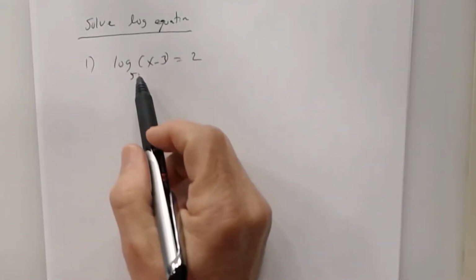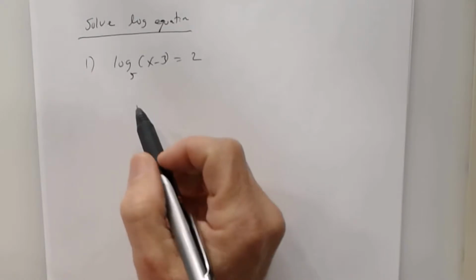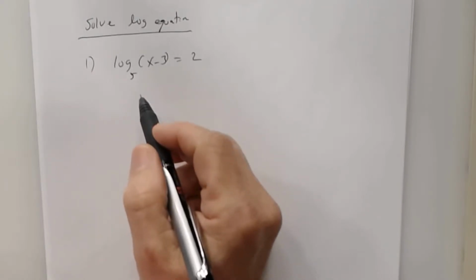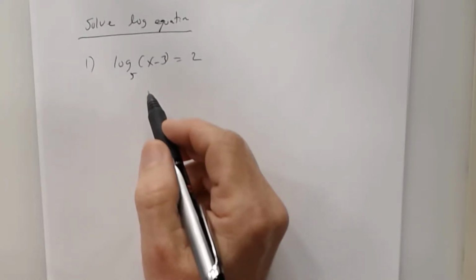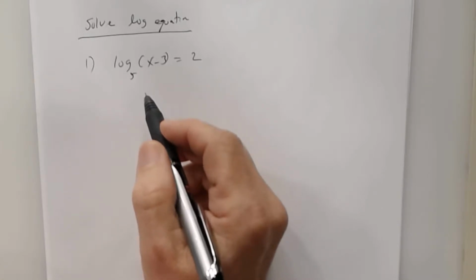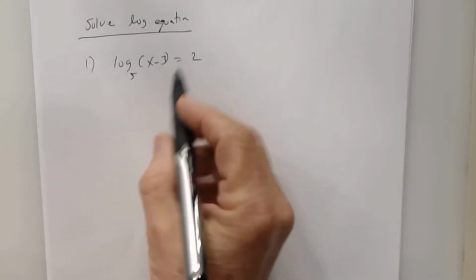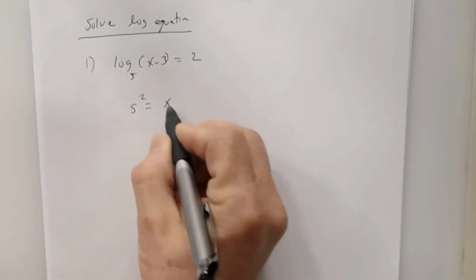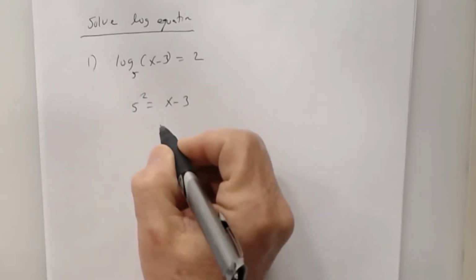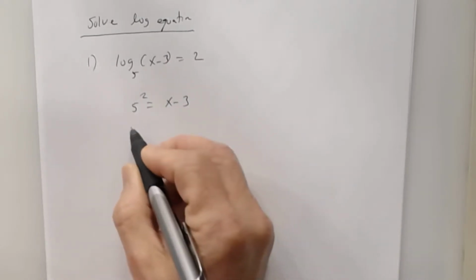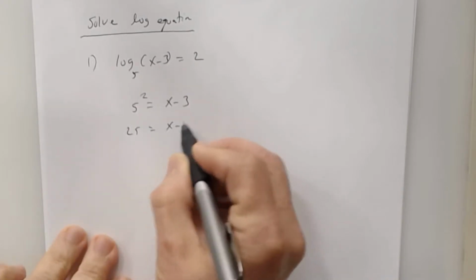So how did you solve this log equation on the test? You converted it to exponential. That's what you did. So you said 5 to the second power equals x minus 3, the argument. And what's 5 squared? 25. So I get 25 equals x minus 3.